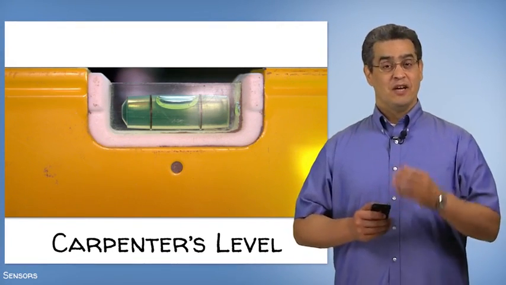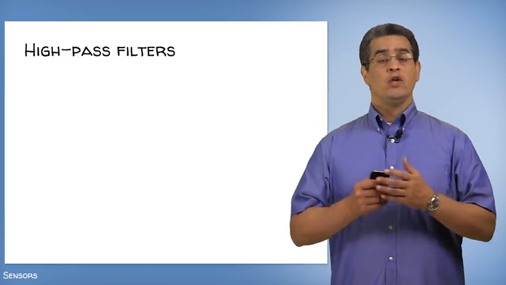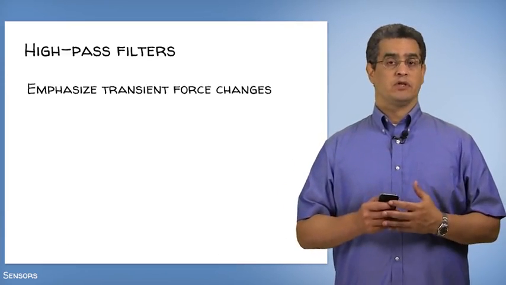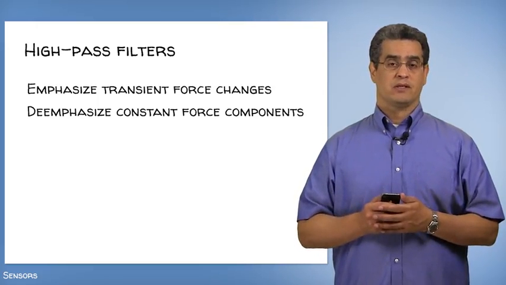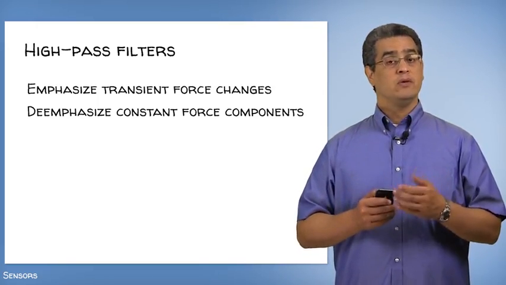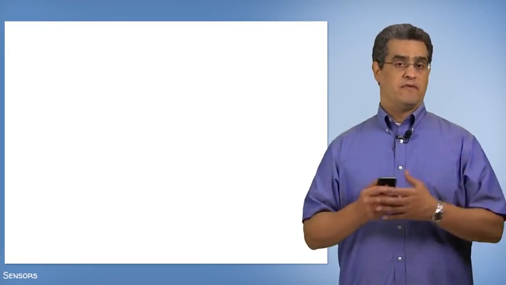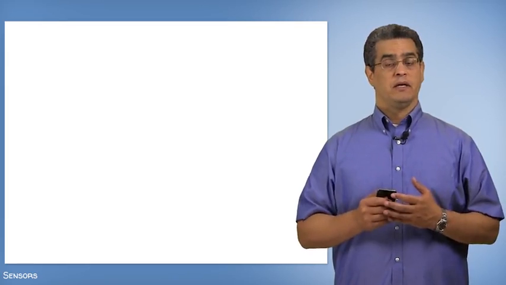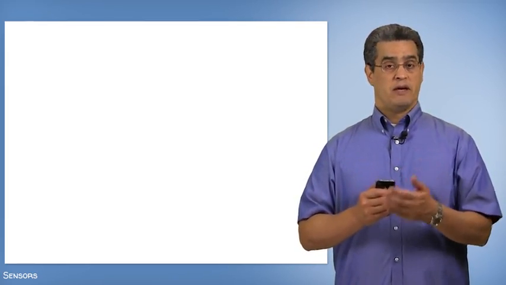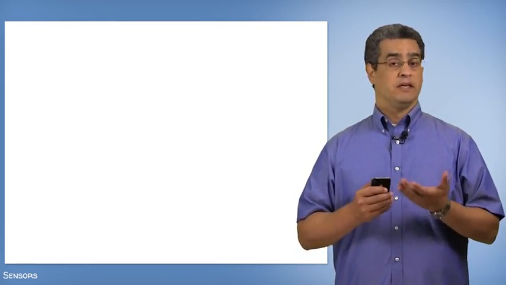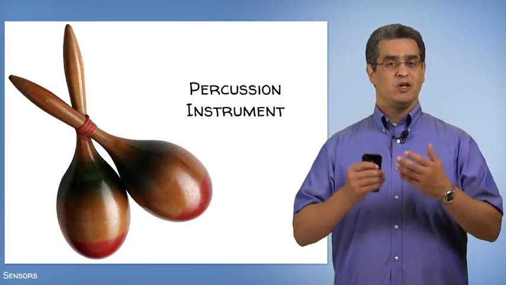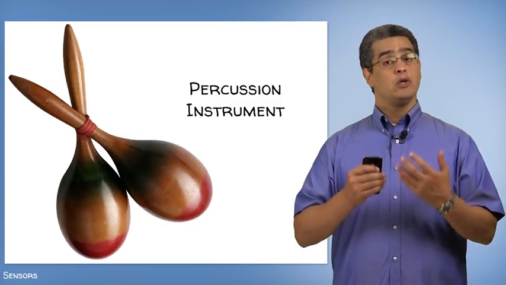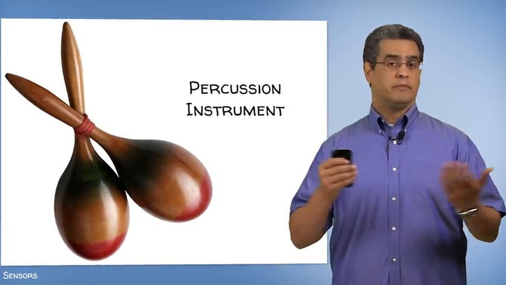In contrast, you use a high-pass filter when you want to emphasize the transient force changes and you want to de-emphasize the constant force components. You might use a high-pass filter when your application should ignore the constant force of gravity, for example, but should respond to the specific moves that the user makes. A real-life example of this might be a percussion instrument like a set of maracas. You don't really care about gravity here, you care about how the user is shaking the instrument.